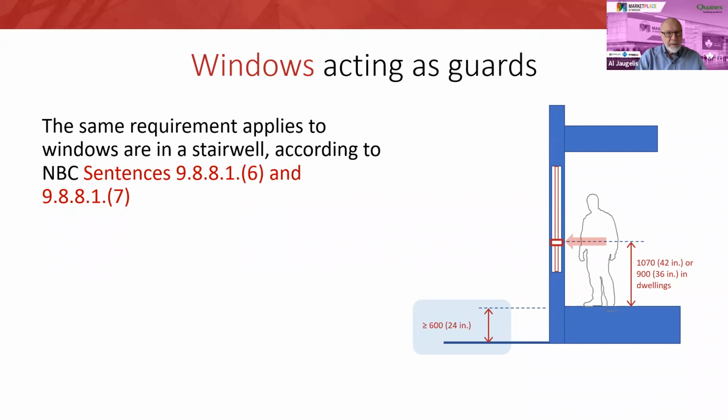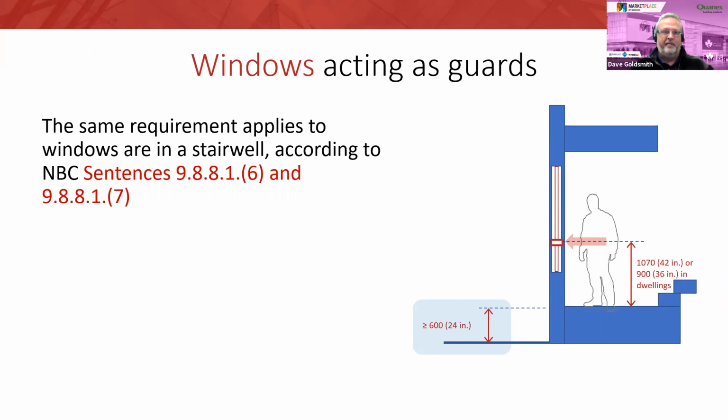So the same requirement applies to windows in stairwells. And this is clear in Part 9, sentences 9.8.8.1, 6 and 7. And this is one area where I think window manufacturers have probably run into the guard requirement for windows, Dave, is in stairwells. That's where people are familiar with it, and that's where it'll be enforced in Part 9 buildings. Because that's where it's explicitly stated as a Part 9 requirement. So that's correct. This is where the building officials have been more aware of it, and that's where they've paid more attention to this requirement.